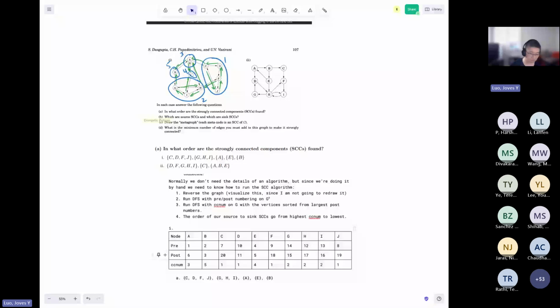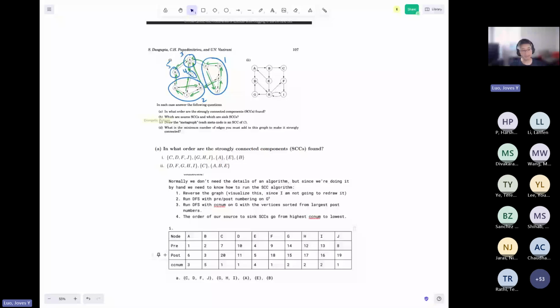Done. Next highest one, 17, 16, 15, 6. 6 is next. Yep, 6. So that's A. All the ones that A can reach, which is C, has already been explored. So A is done, so it's by itself. B also by itself, and then, oh, sorry, E also by itself, and then finally B by itself. And so the ordering of this.